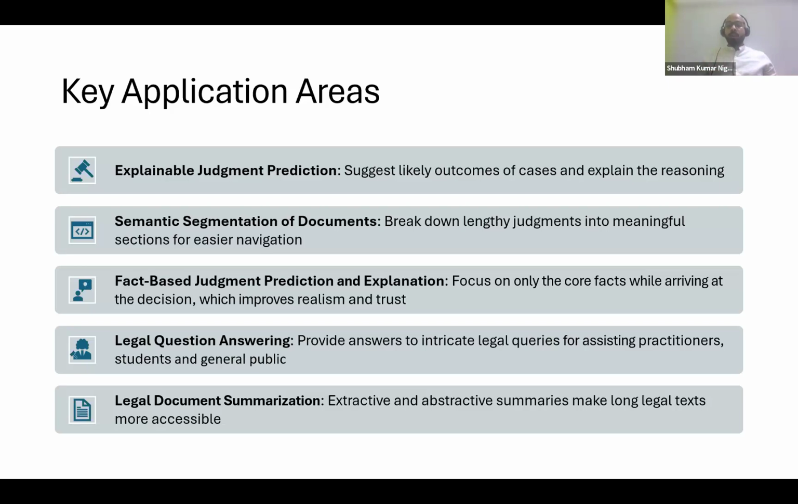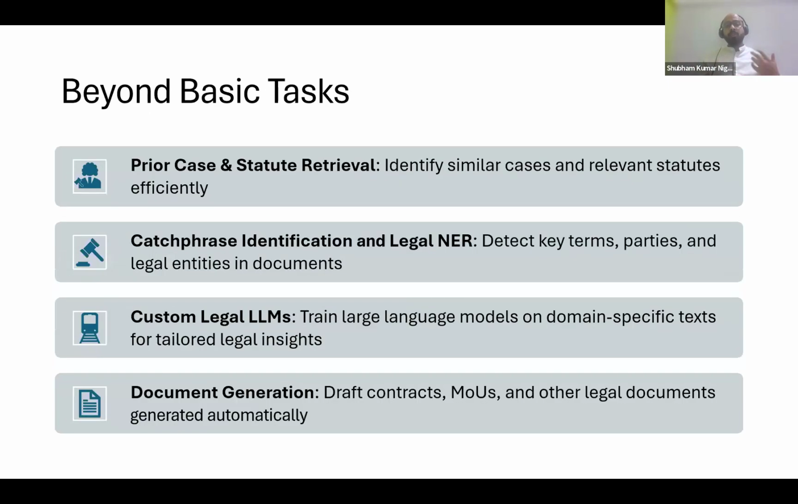Legal document summarization, one of the most common tasks in the legal AI space, where we take a long document and summarize it in the most accessible way. Apart from that, we also worked on prior case and statute retrieval, where we identify similar cases and relevant statutes given the facts. And catchphrase extraction or NER, where we detect key terms, parties, or legal entities in the document. We also made custom legal LLMs, where we train the large language model on domain specific text like Indian legal text, to tailor it with Indian knowledge and legal insights for the specific task. We also worked on document generation, where we draft contracts, MoUs, bills, all kinds of documents.